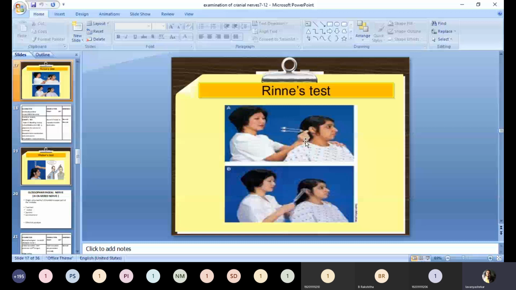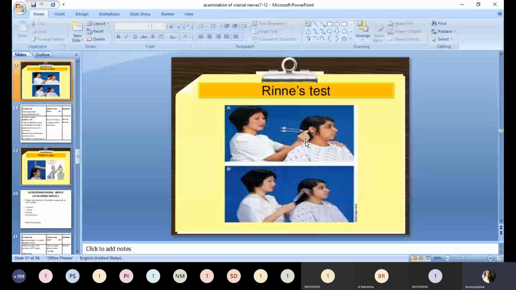If the hearing is normal, that is, if there is no damage to the cochlear branch of the vestibulocochlear nerve, even after the vibration has stopped on the mastoid process, the subject will be able to hear the vibration when it is placed in front of the ear. It shows that air conduction is better than bone conduction. So Rinne's test is positive. But if there is damage to the cochlear nerve, the person will only be able to appreciate the vibration over the mastoid process.